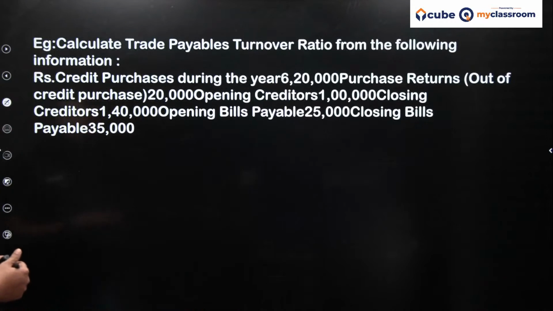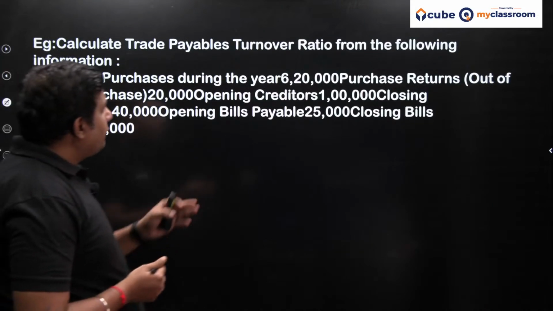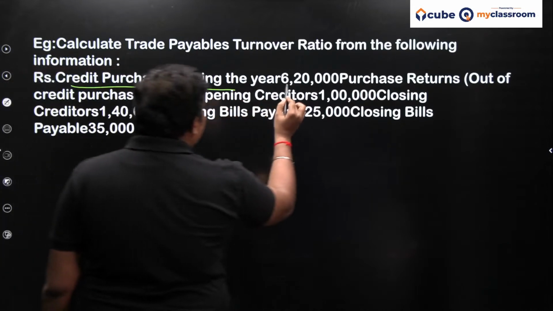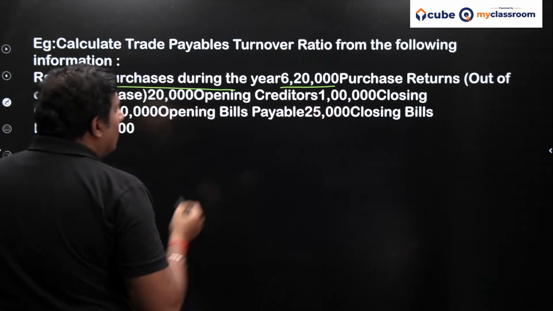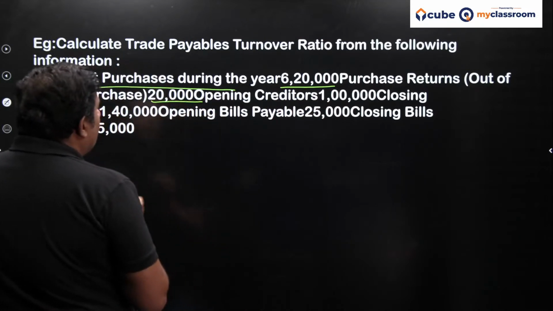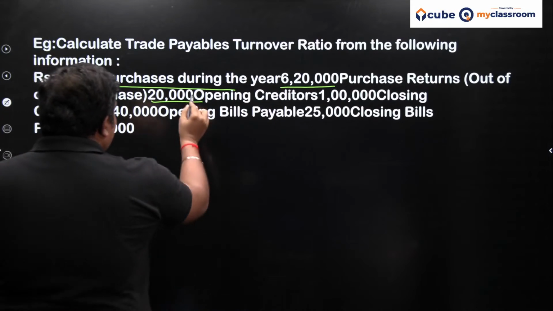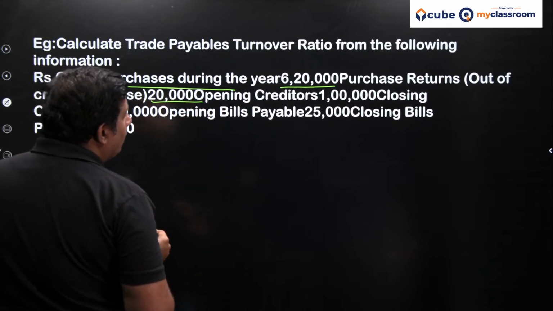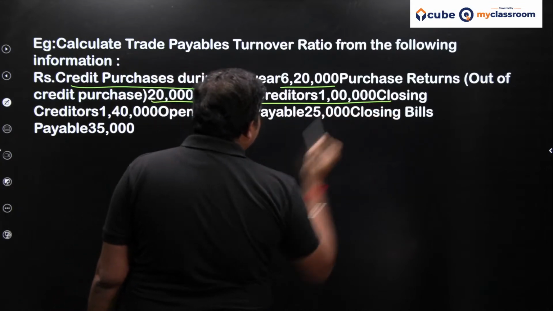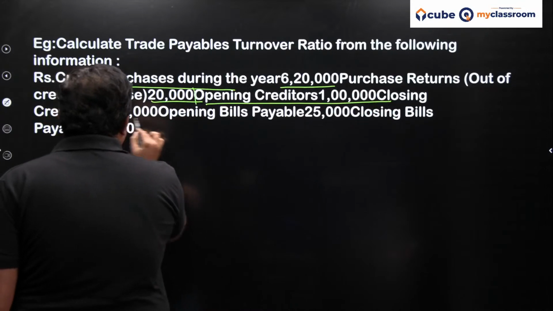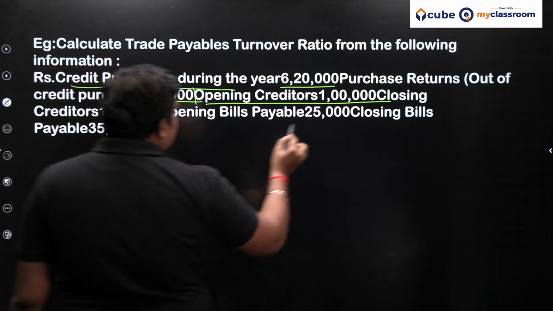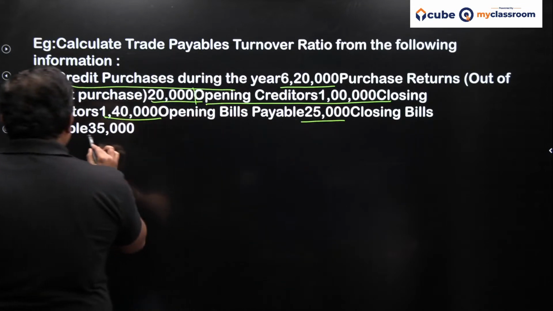Now let's have one question for the same. Calculate the trade payable turnover ratio from the following. Credit purchases during the year were rupees 6,20,000. Purchases returned were 20,000. Opening creditors is rupees 1 lakh. Closing creditors is 1,40,000. Opening bills payable is 25,000 and closing bills payable is 35,000.